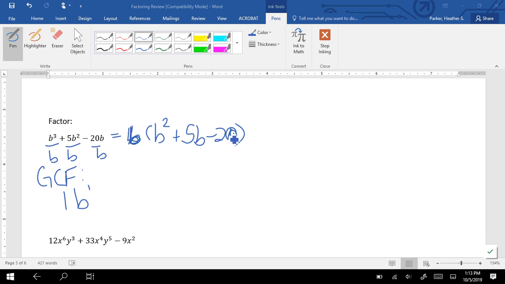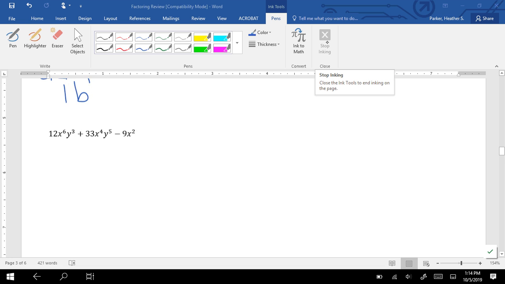So b times b squared would be b cubed. b times 5b would be 5b squared. b times negative 20 would be negative 20b. So we know we did that one well. Let's take a look at another example.